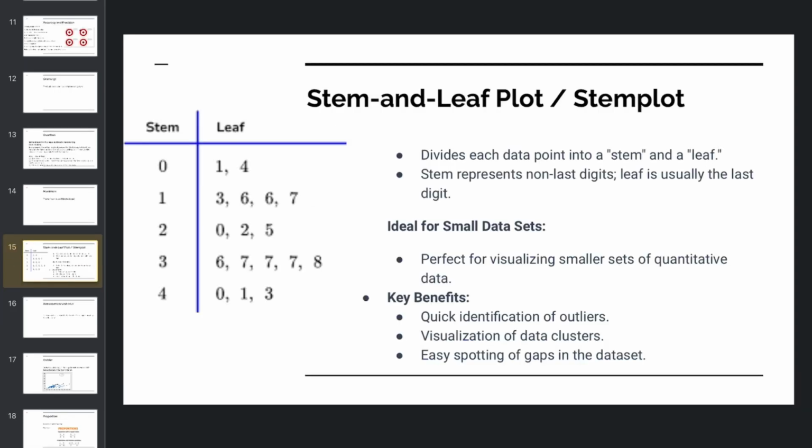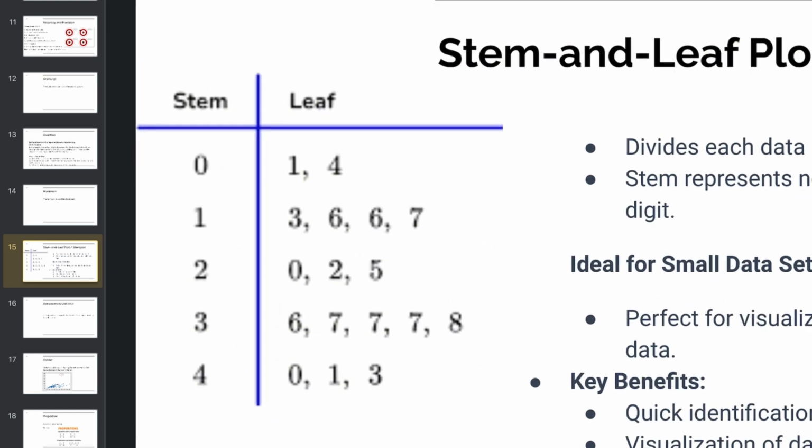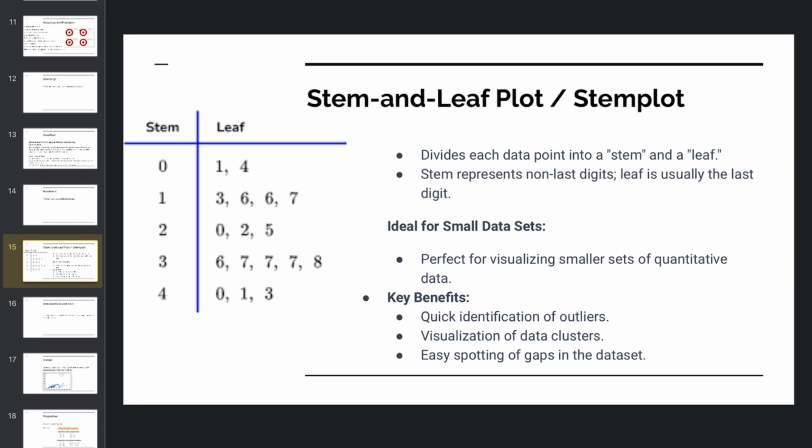Stem and leaf plot. Stem plot. This is the stem. This is the leaf. It divides each data point into a stem and a leaf. The stem represents the non-last digits. The leaf is usually the last digit. Ideal for small data sets, perfect for visualizing smaller sets of quantitative data. Key benefits: quick identification of outliers, visualization of data clusters, easy spotting of gaps in the dataset.